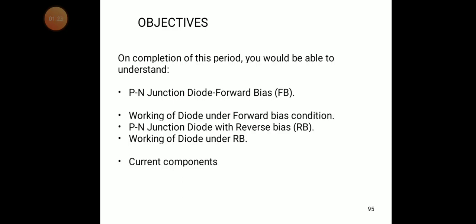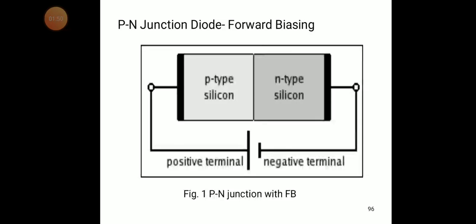Next we discuss the PN junction diode with reverse bias and how it works under the reverse bias condition. And next we discuss the different current components in the forward bias and reverse bias of the PN junction diode. So now we discuss the forward bias of the PN junction diode.